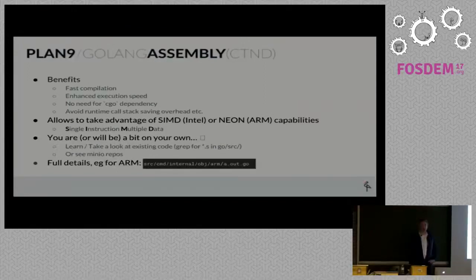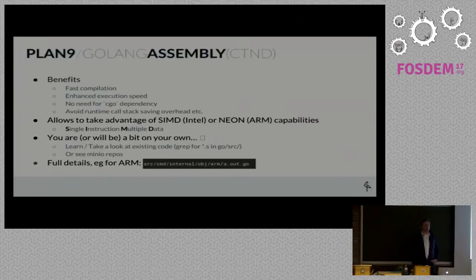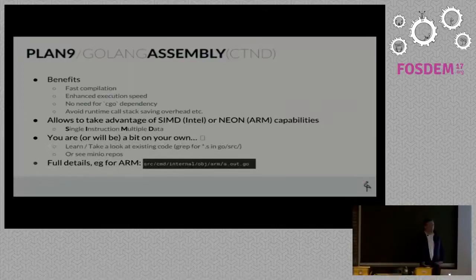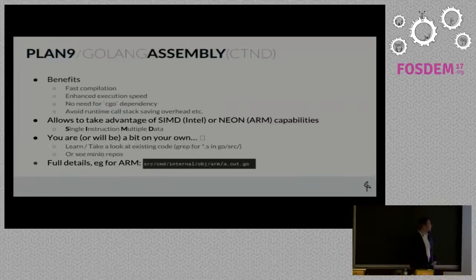To get assembly into your code, you can also use, for instance, the CGO route. But that has some disadvantages. One is that you need to have CGO available. It takes longer to compile because it's more like a C-style compile that happens. And when you call into that code, there is some runtime overhead because all the stack needs to be saved. If you write your own assembly, you don't have that overhead.